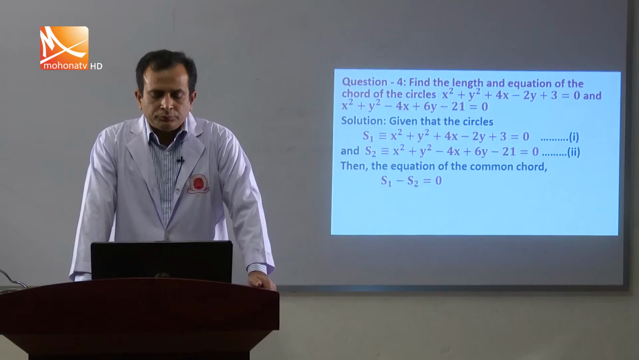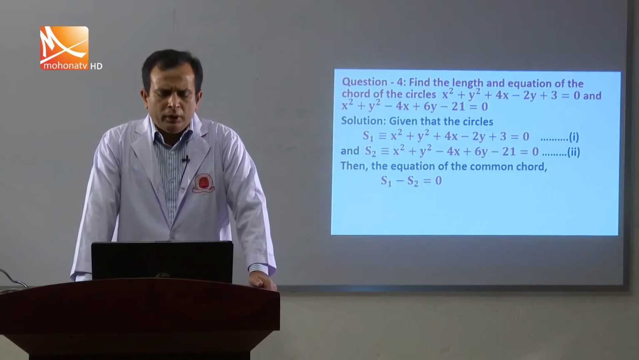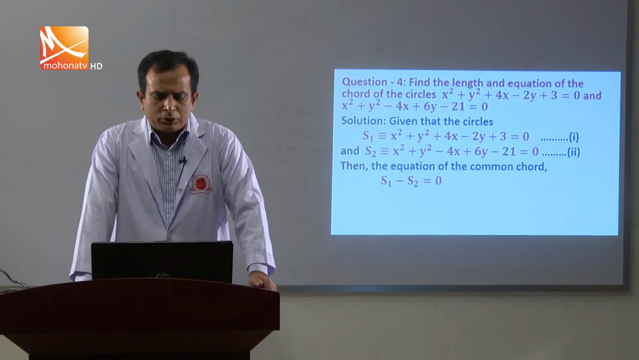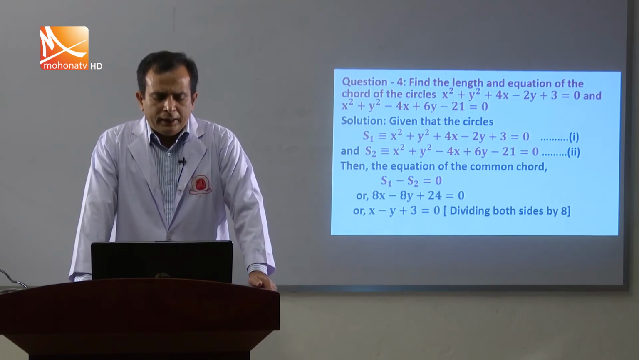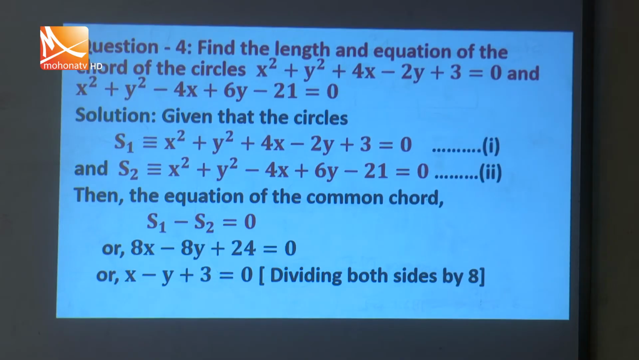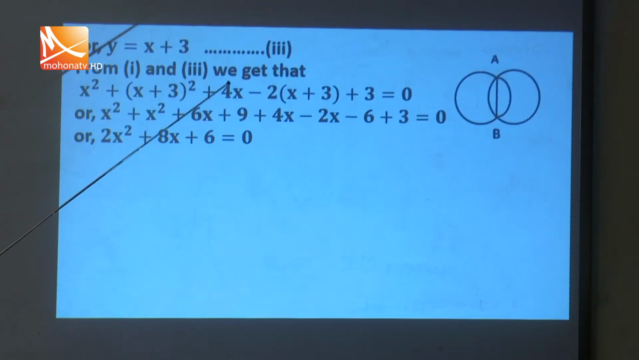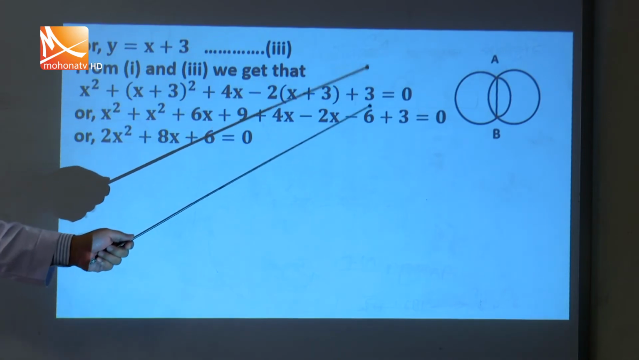So the equation of the common chord is S1 - S2 = 0. By making the calculation, we get 8x - 8y + 24 = 0. If we divide both sides by 8, then we get x - y + 3 = 0. Then you just see that there is a figure. These two circles intersect each other.